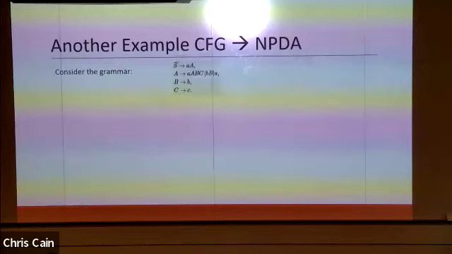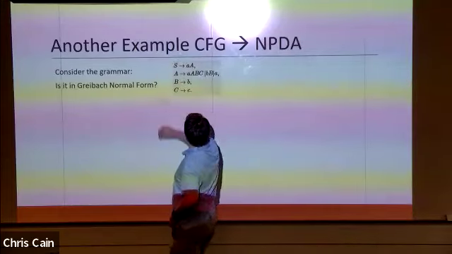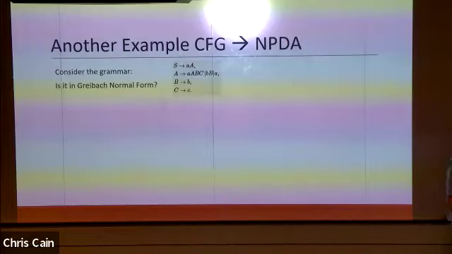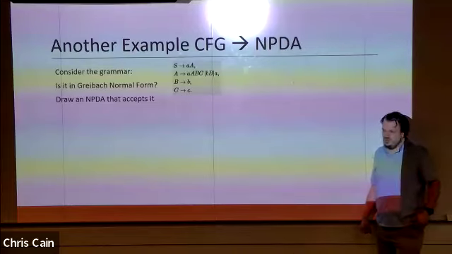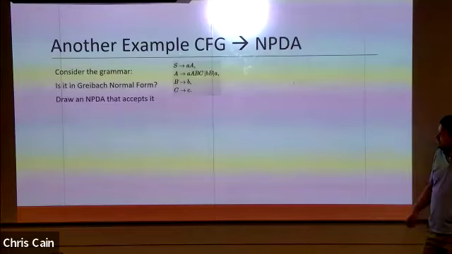All right, here's the grammar. First thing to ask, is it in GNF? Now there's a test bar. It is in GNF, so go ahead and draw an NPDA that accepts it. If you'd rather not draw it, you can write out the transition rules, because how many out edges are there going to be from that state Q1? Five.